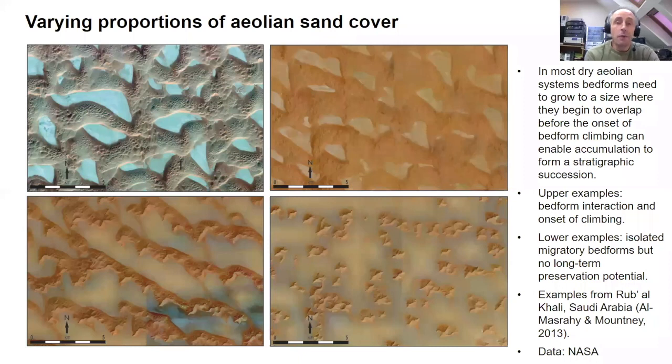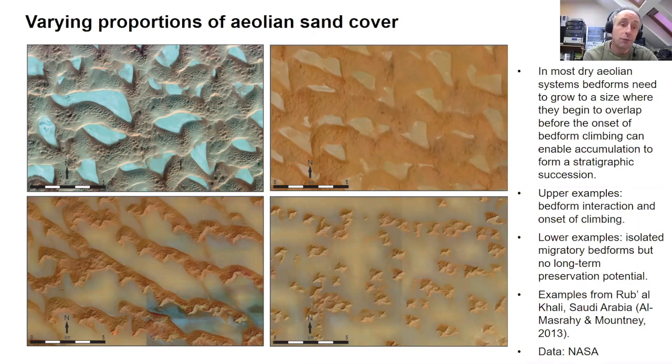And so let's just take a quick look at satellite imagery. In this case, it's from the Rub al Khali in Saudi Arabia, and it shows selected examples of different types of bed forms that are actively migrating in this part of the world. And the first point I want to make really is that if we want to accumulate Aeolian strata into the rock record, we need to typically, for dry systems like the Rub al Khali, we need to grow the bed forms to a size whereby they start to interact with one another. They cover the depositional surface and the toes of the bed forms are encroaching on their neighbours.